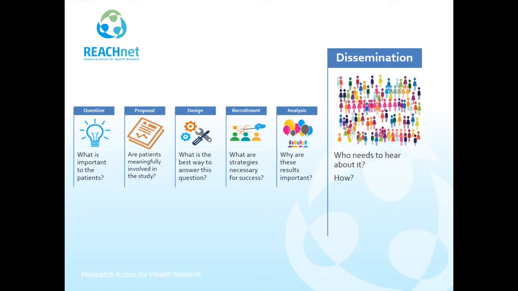Again, dissemination is a critical part of patient-centered outcomes research. In many cases, researchers must have a dissemination plan in their research proposal for funding. We may be asked to guide dissemination strategies before the study even begins.